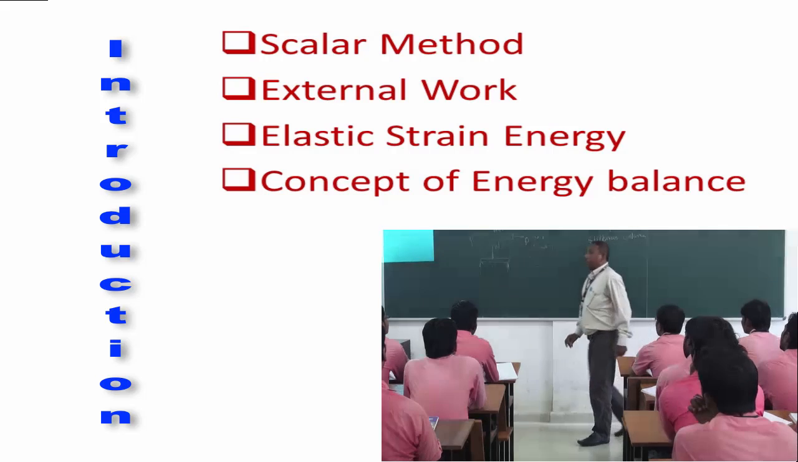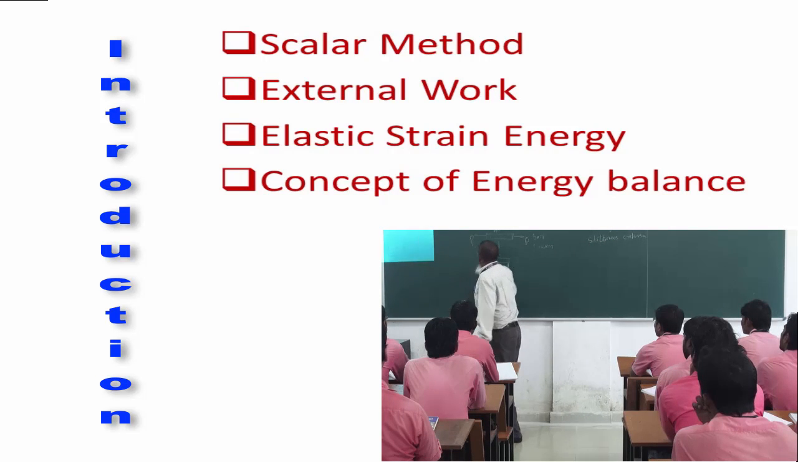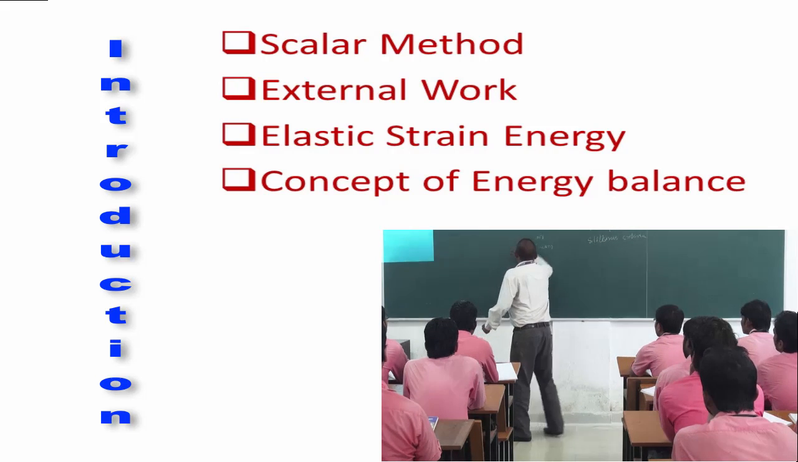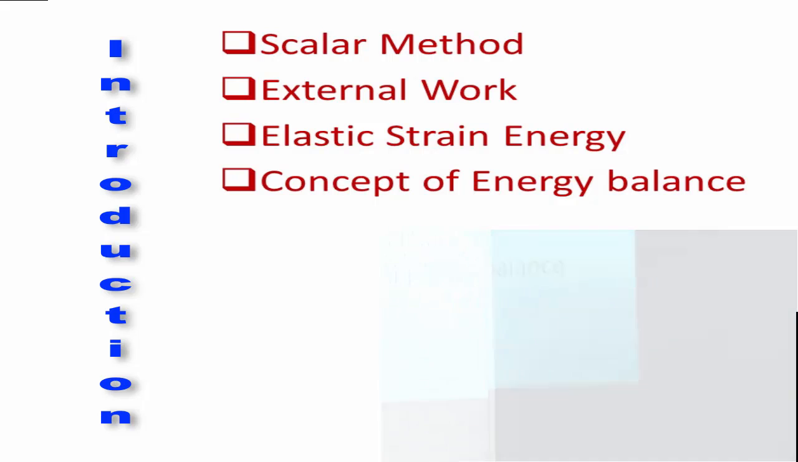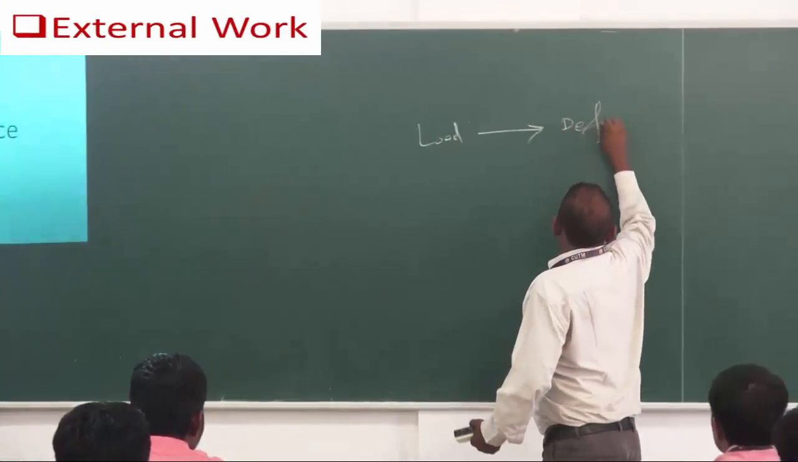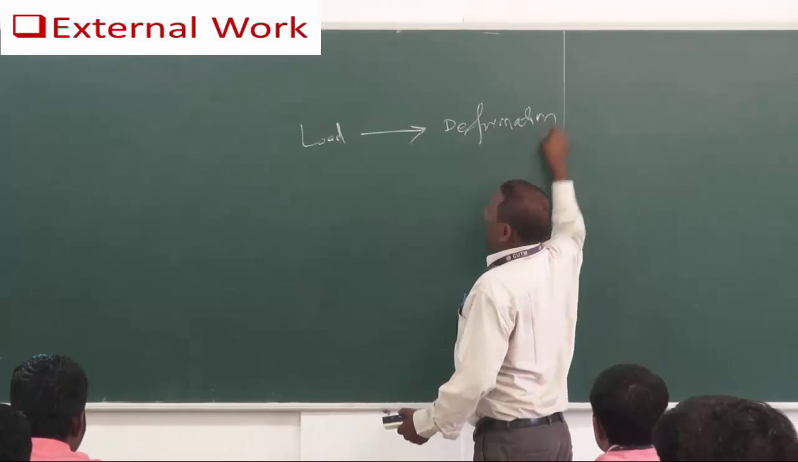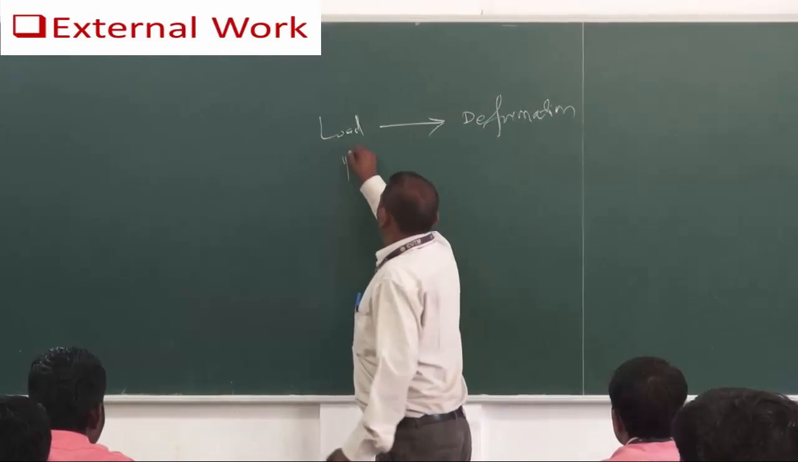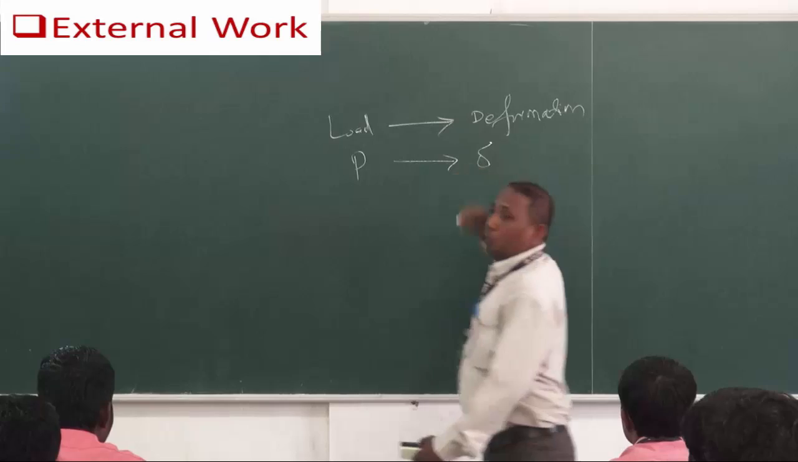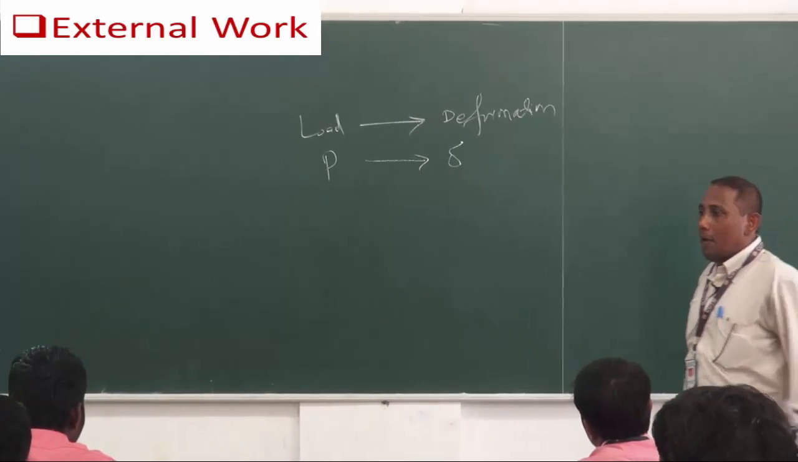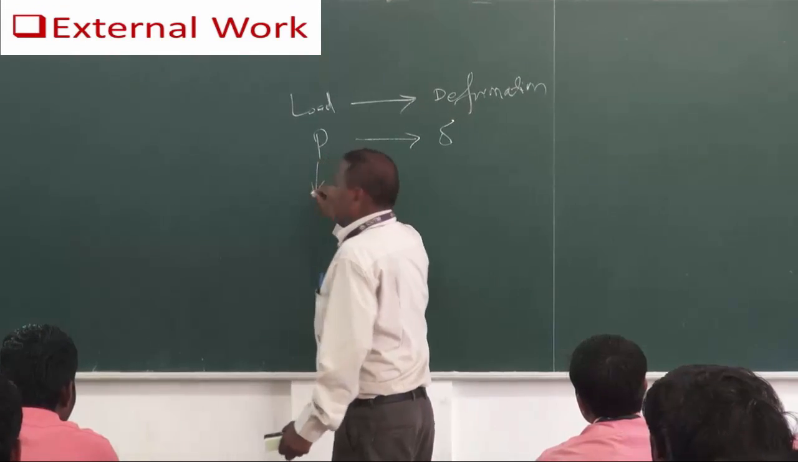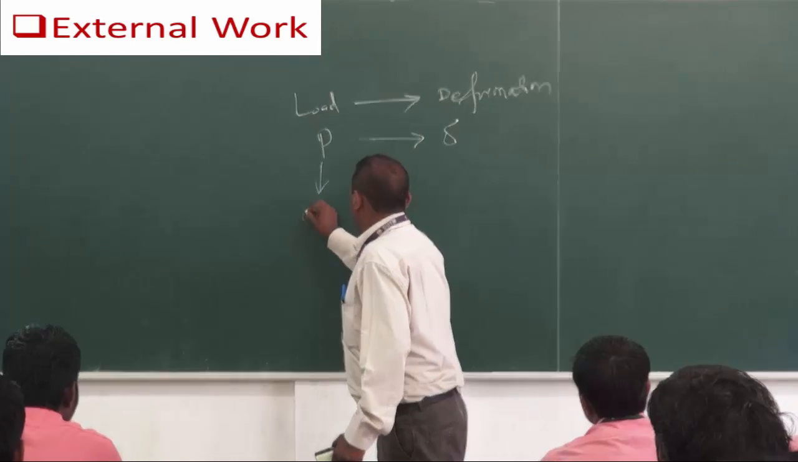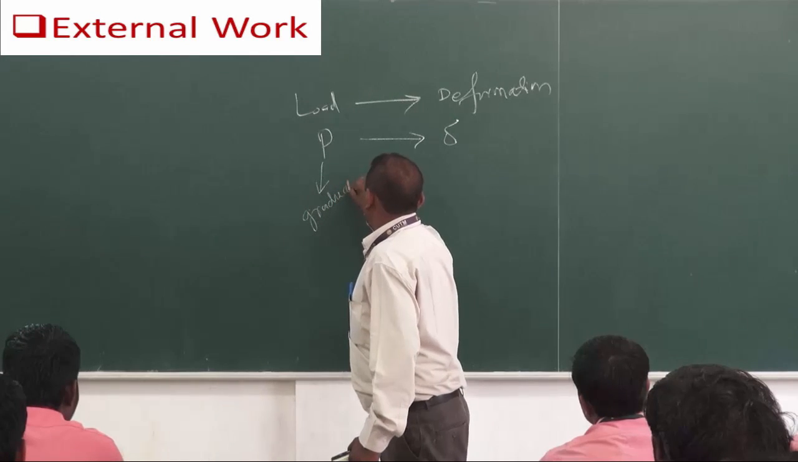Then what is meant by external work? The concept is, we know when a force or load is applied, the body will deform. That means this is the load, and the load produces deformation. Let the load be P and the deformation be equal to delta. And in all practical calculations, we have to assume that this load is gradually applied.